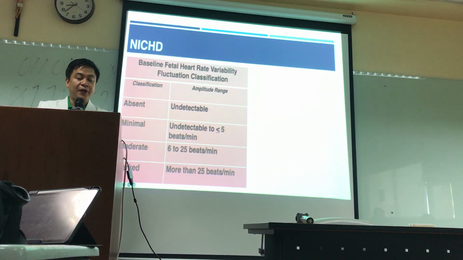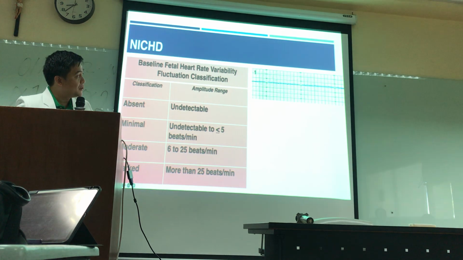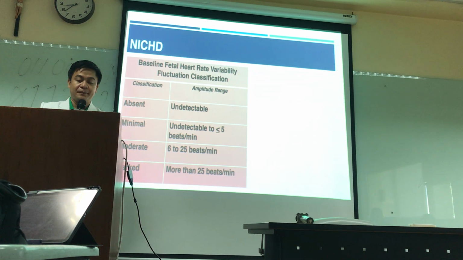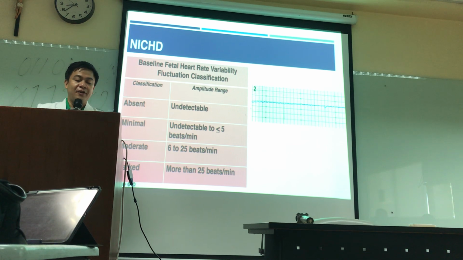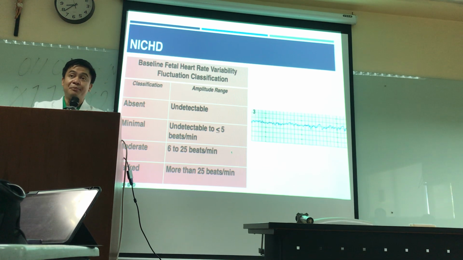Okay? So for your NICHD, absent variability is usually described as undetectable amplitude range. Yan. Kita nyo? So wala, no? Kita nyo para siyang flat line. So that is absent variability. For minimal variability, if it's undetectable to less than 5 beats per minute, okay, so hindi siya flat pero parang tinamad, no? Tinamad yung baby na mag-trace. For moderate variability, that's what we want. So it's usually 6 to 25 beats per minute variability. So ito yung gusto nating variability.